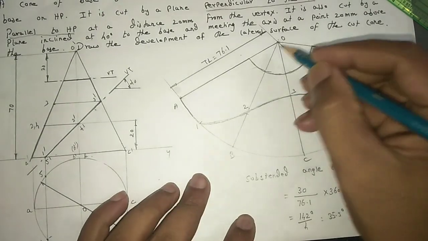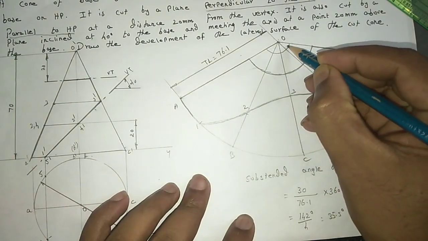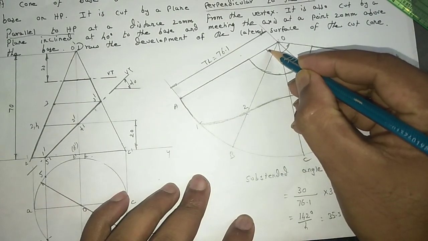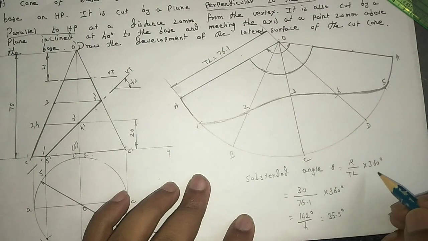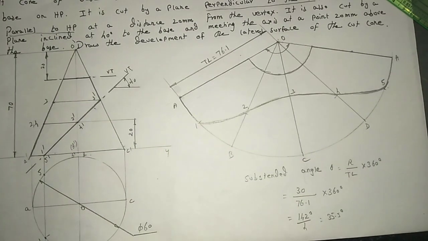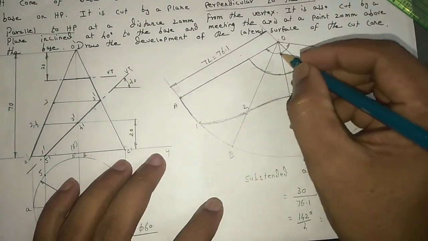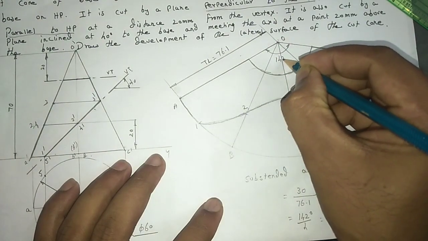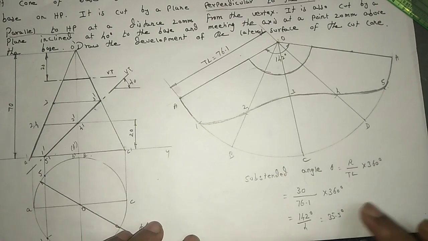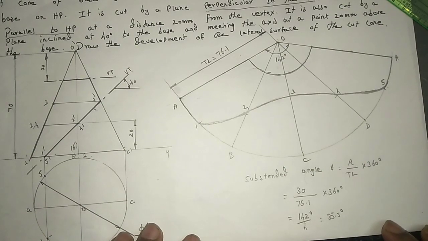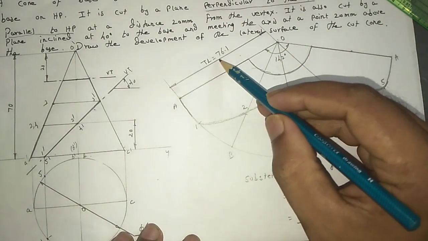Here we need to mention the subtended angle. The subtended angle value is 142 degree, so here I write 142 degree. And finally, at the bottom of the diagram we write: all dimensions are in mm, scale 1:1. Here we also mention the true length is 76.1.